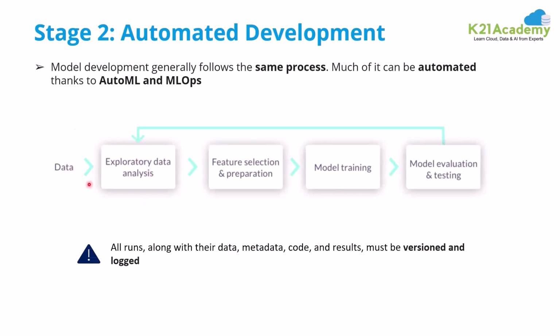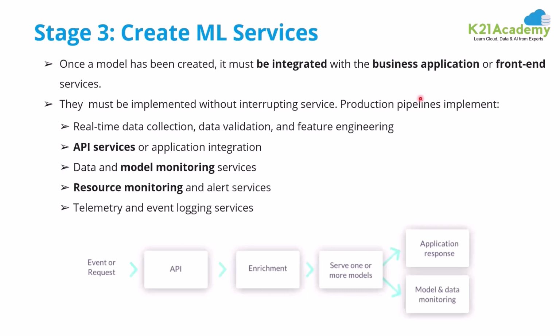So now you have the data. You have stored the data in a feature store. You will explore the data. If there is any feature that is required to be incorporated, you will select that. And then you will train the model, and then finally you can evaluate and test the model. For this, you can make use of automated machine learning and MLOps, to be very frank.